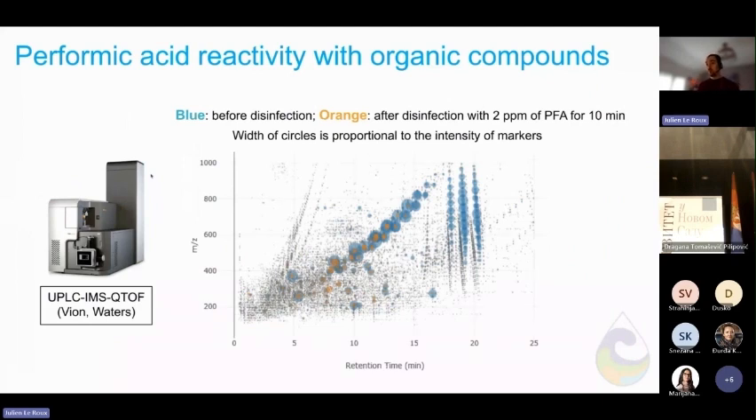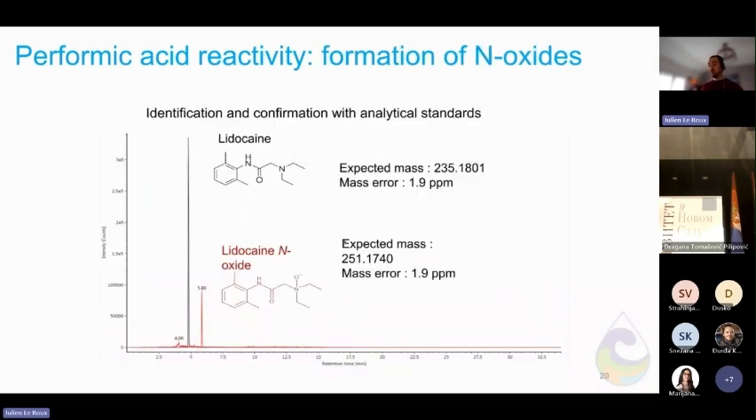To understand more the mechanisms of decomposition in the wastewater, we performed high-resolution mass spectrometry to try to detect degradation products. So here you can see a graph showing all the molecules detected before and after disinfection. There were a lot of molecules removed, but also some of them were new, and we tried to identify some of them. What we found in the wastewater is the formation of a class of molecules called N-oxides.